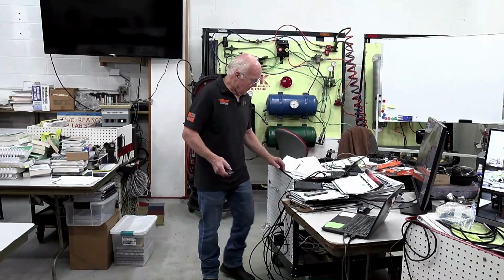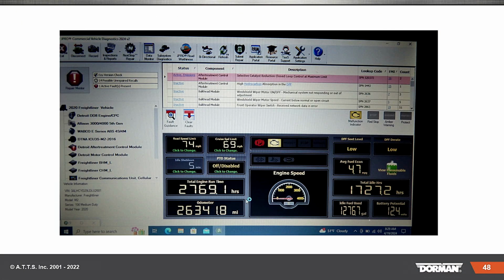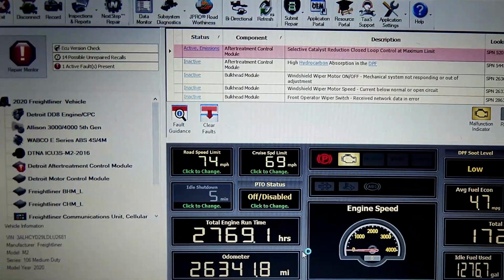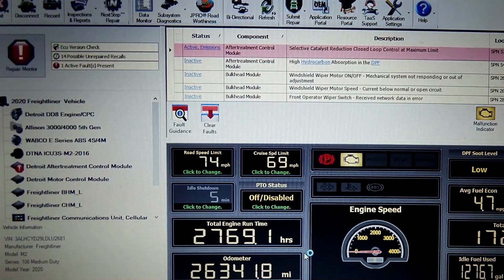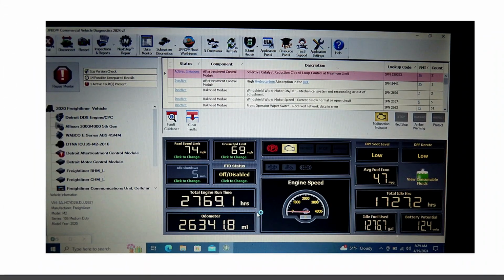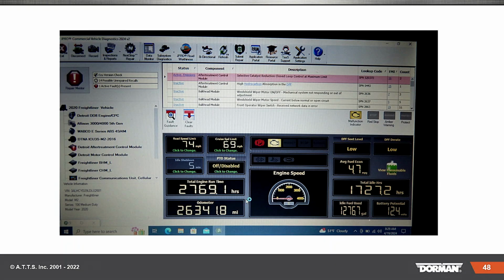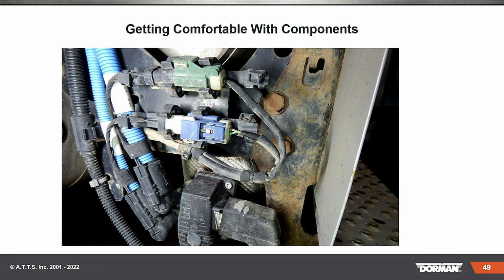All right, that's enough. I don't want to be seen. Go back to this. This is a Freightliner with a Detroit engine. Anyway, real fast, another little selective catalyst closed loop control. This is from the JPro. So I'll walk through this real fast. I'm trying to do a lot of stuff here, and you guys get a little mad if I go a little over.